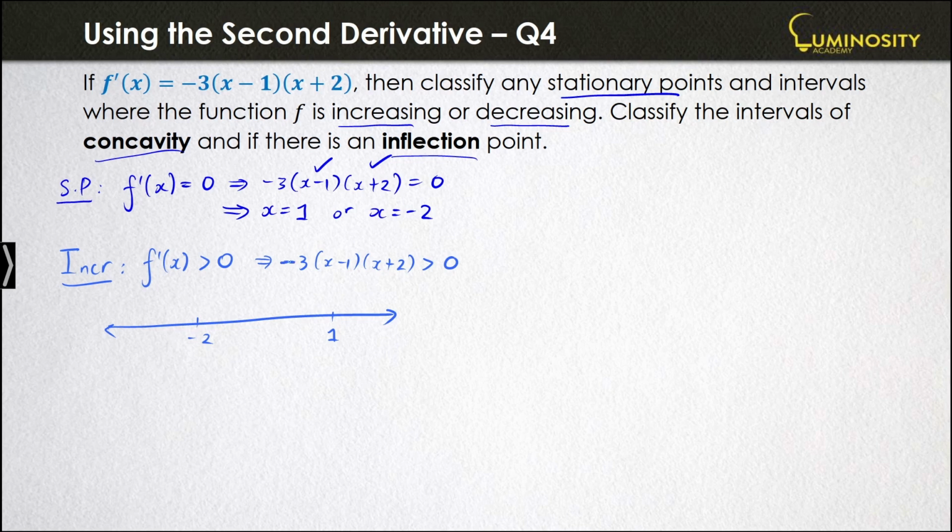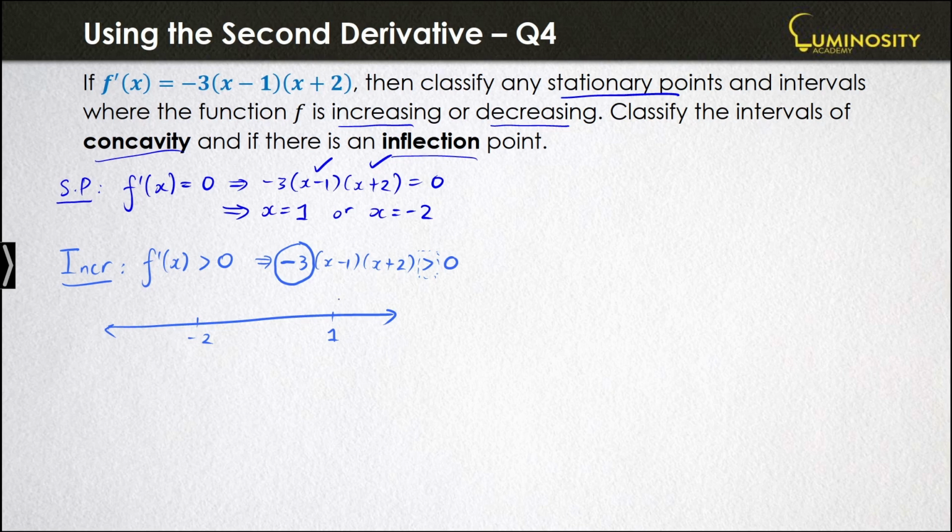Do not forget about this negative 3 outside here. A lot of people will forget that number. That number is still being multiplied by these other two factors. So when we test the regions, we mustn't forget to multiply by negative 3. Because if you divide by negative 3 out here, then you need to remember to change the inequality sign as well. So you've got to be careful of the little nuances when you're solving inequalities.